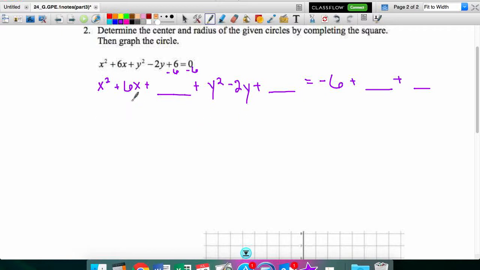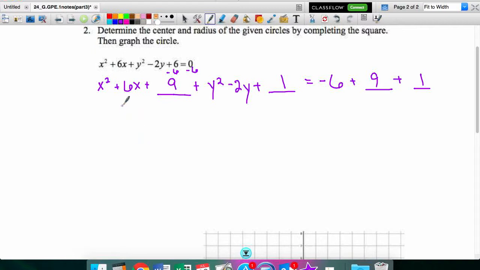All right, let's complete the square. So 6 is our b term, half of it is 3, and squaring it gives us 9. 9 will be the value we use to complete our x squareds. Okay, our y term, our b value is negative 2. Cutting it in half gives us negative 1, and squaring it gives us a positive 1 as our b over 2 squared. And that's what we'll add to both sides.